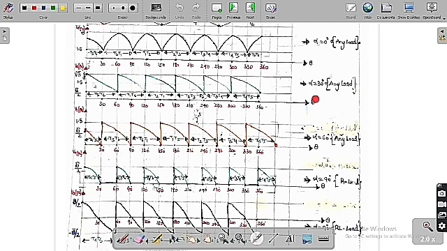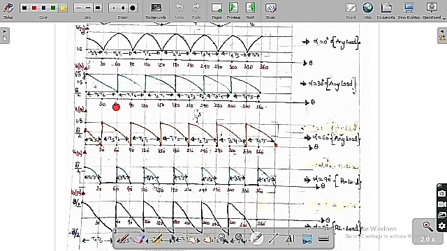Now we are going to analyze alpha equal to 30 degree at any load, and see what is the nature of the output voltage. When alpha is equal to 30 degree, T1 is going to conduct from 30 plus alpha, which is 30 plus 30, that is 60.